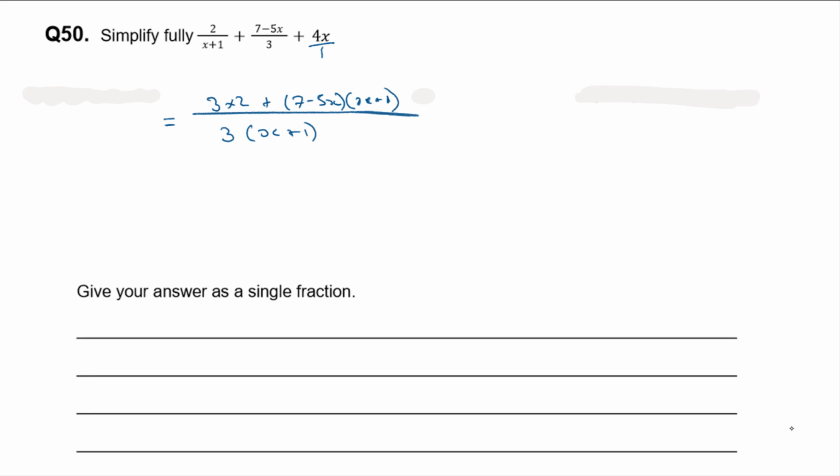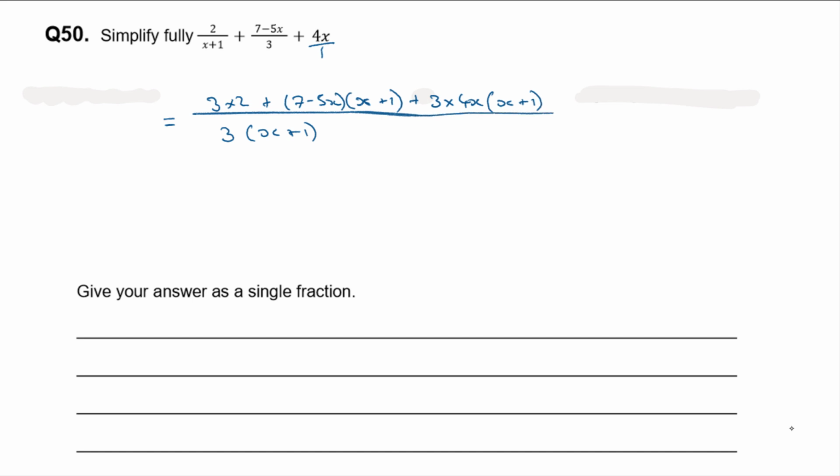Didn't come out very well. Let's just write that again. x plus 1. And then I've got 1 goes into 3x plus 1, 3x plus 1 times, so I'm going to get plus 4x lots of... so I'm going to get 3 times 4x lots of x plus 1. Okay, I'll tidy that up in a second.